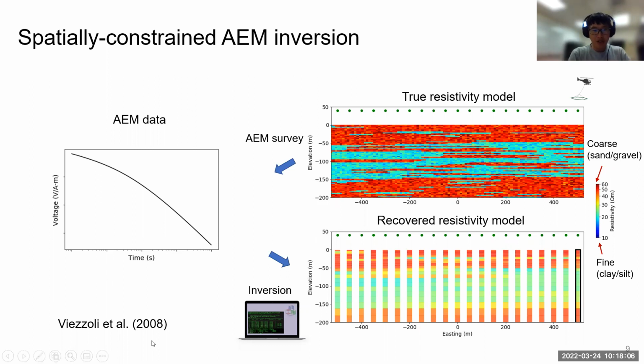And that's the major idea of what's called spatially constrained inversion, developed by Viezzoli et al. 2008. The idea is simple. Rather than doing a separate 1D inversion, we're going to invert all of them together, but regularize, putting in prior information that the resistivity value between the soundings is smoothly changing. That's what's called spatially constrained inversion, and it's the typical tool used when interpreting airborne electromagnetic data as a first pass.